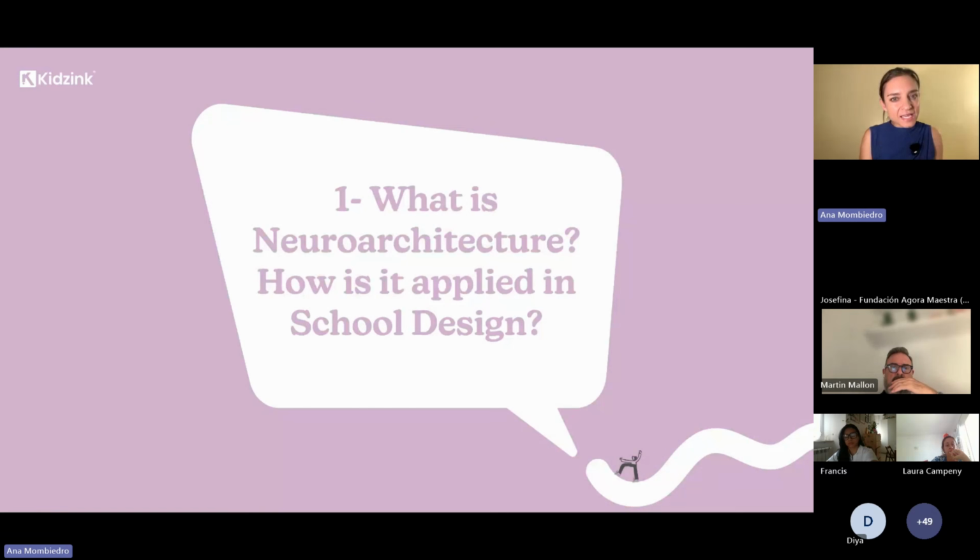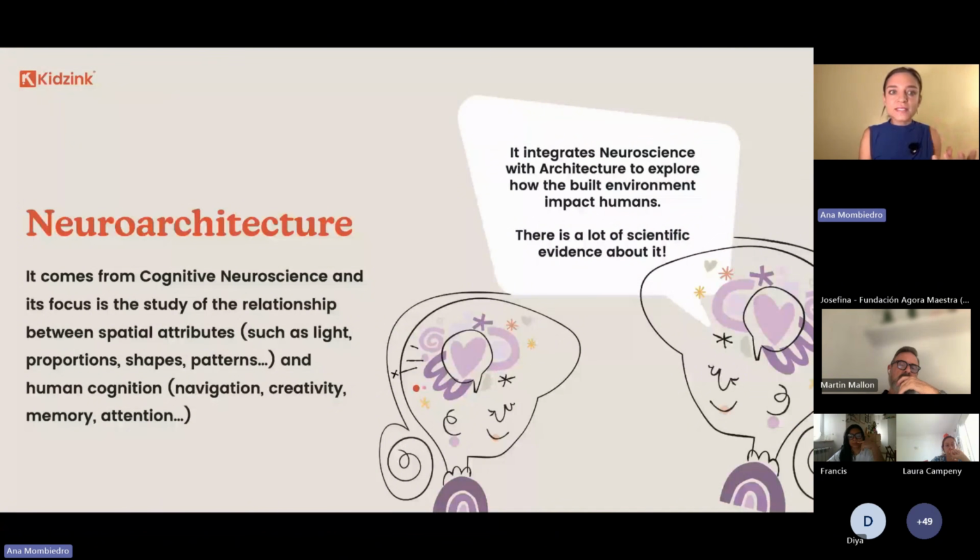So what is neuroarchitecture? What actually is it? And how can we take it into school design and into architecture? So neuroarchitecture comes from cognitive neuroscience. Some people think it comes from architecture, but it doesn't. It's got the word architecture because it actually explains how the nervous system is connected to the environment.